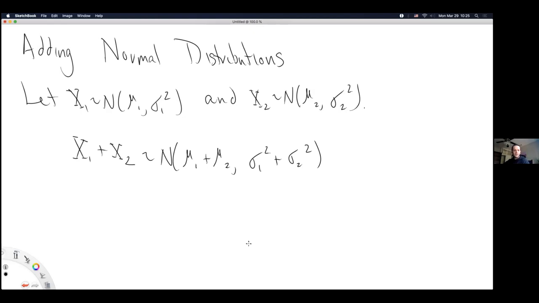The normal distribution is one of the only distributions that this property works out this nicely with. I'll show you later on other distributions and why it doesn't work out as nicely. But for now, this is just a fact that we're going to need for some way cooler results starting next week.